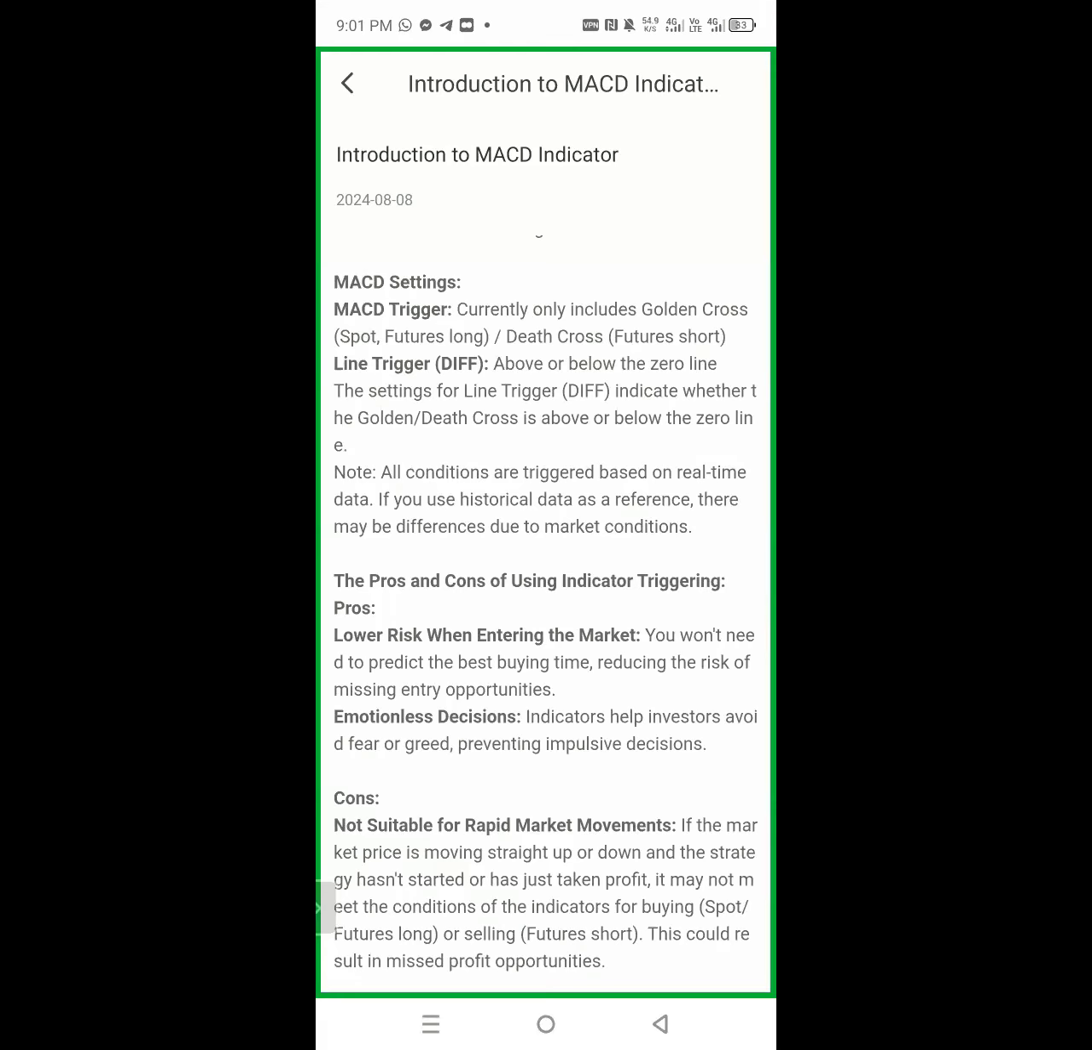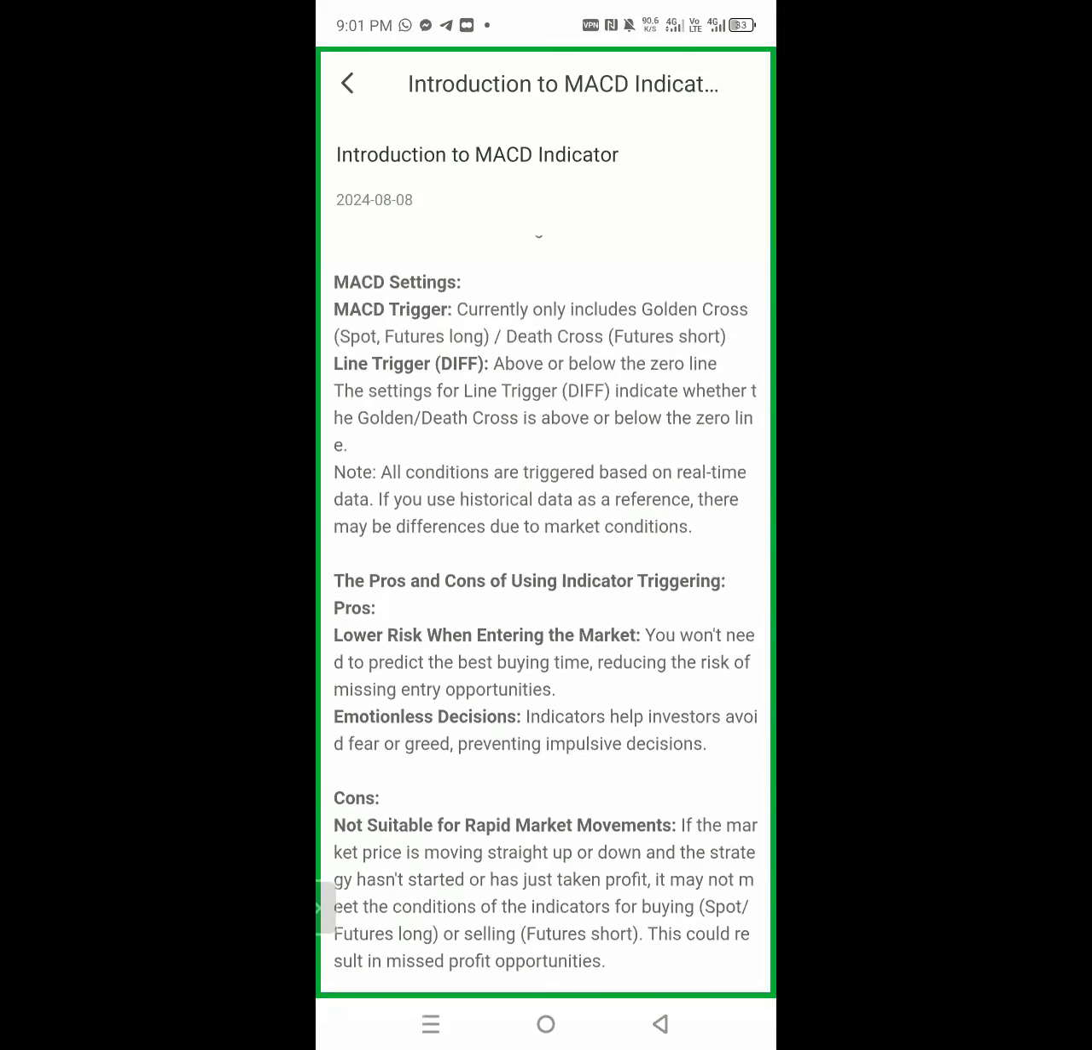If the market price is moving straight up or down and the strategy hasn't started or has just taken profit, for those that are using it on cycle, once it gives you your sell and gives you profit, it has to wait for the condition to be achieved again before it will start another cycle. You understand? It may not meet the conditions of the indicators for buying, that is for spot, or futures long, or selling, which is futures short. This could result in missed profit opportunities.